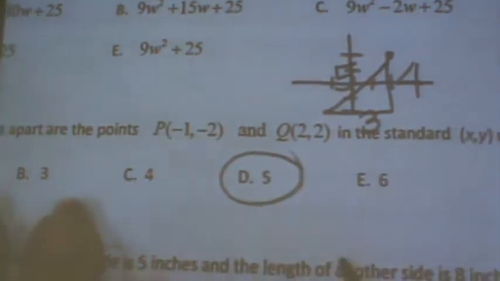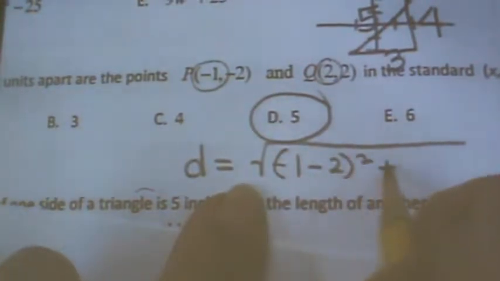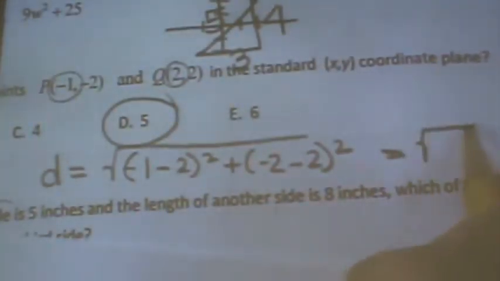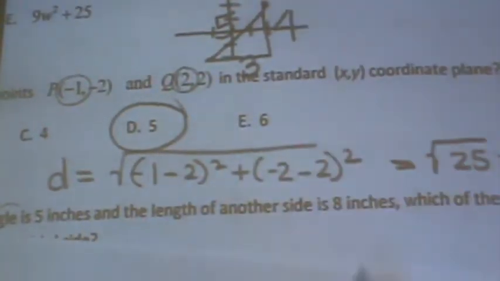I want you to see something really quick. What kind of triangle is this? This is 4 units, and this is 3 units. What's this going to be? 5. Yep, Pythagorean triple. Now, what if you didn't know that? Then you use the distance formula. The distance formula looks like this. It's the square root of, you're going to take your 2 x's and subtract them. -1 minus 2 squared plus -2 minus 2 squared. And you're going to get the square root of 25, which is 5.